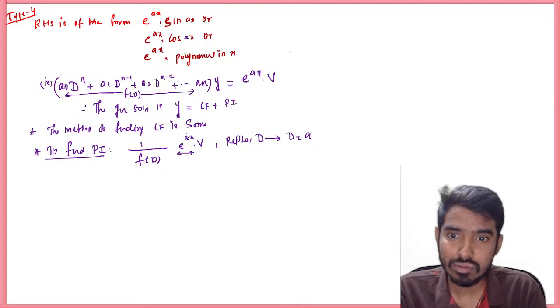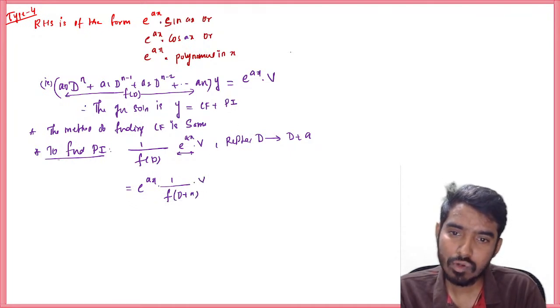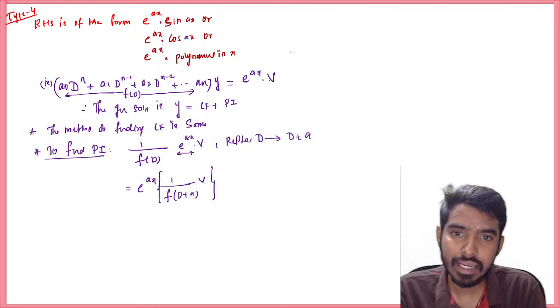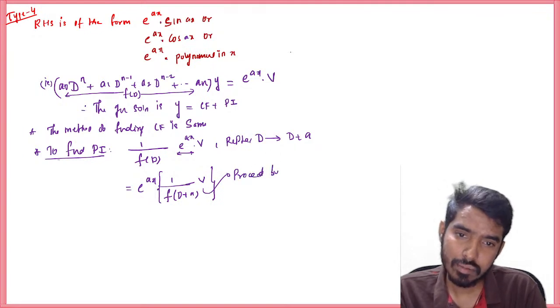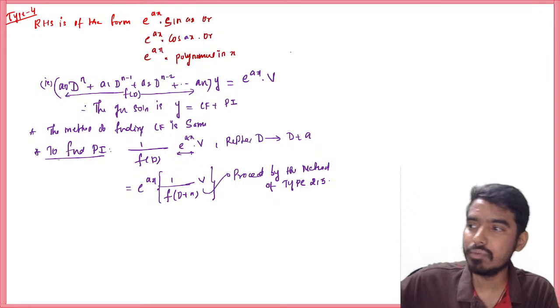This work is completed now. So take that e power ax outside, right? So we have 1 by f of D plus a, because we are replacing D by D plus a, into v. Now we know what v is, right? So v is sin ax or cos ax or a polynomial in x. So this you have to proceed by the method of type 1, type 2, type 3, right? Suppose if you have v to be sin ax, proceed by type 2.